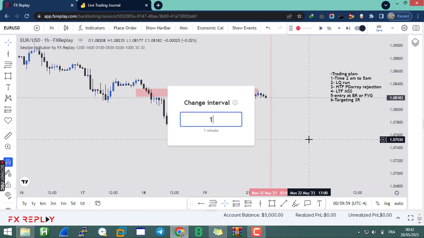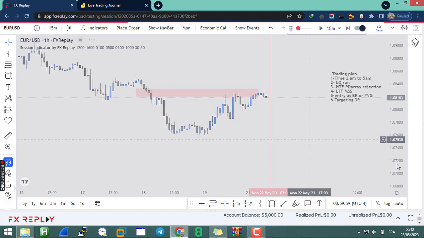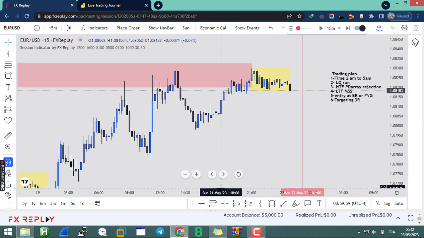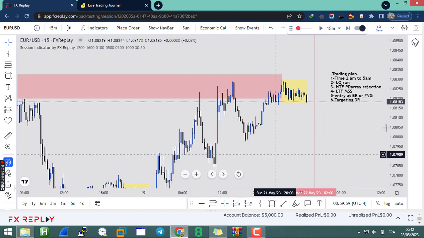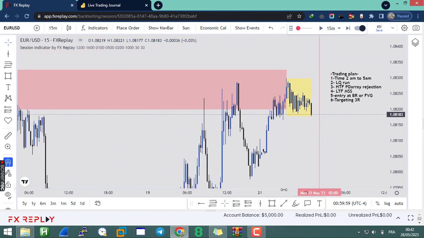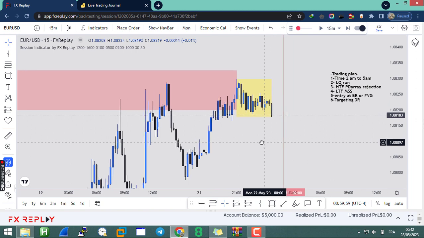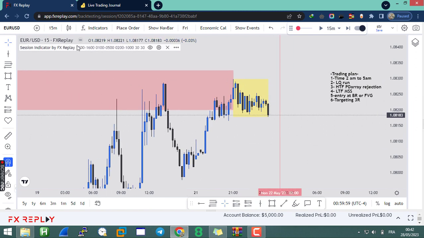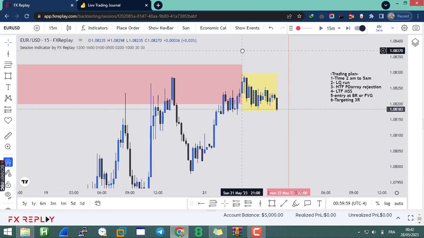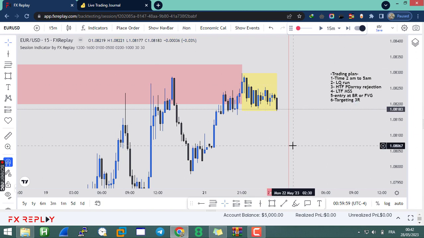Let's drop lower. So you see this yellow rectangle. This is the Asian session. It would be from 9 all the way to midnight. This is a session indicator. You can use any session indicator available on TradingView. So basically, we want to see a liquidity run after 2 a.m.